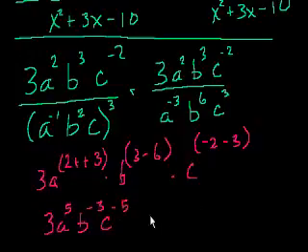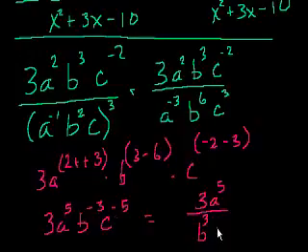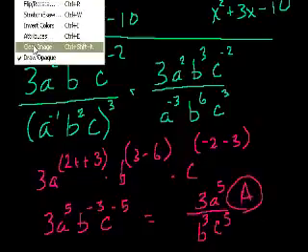And this is the same thing as 3a to the 5th. B to the minus 3 is the same thing as 1 over b to the third. So over b to the third. And this is the same thing as 1 over c to the 5th. And that is choice A. Choice A. Next problem.